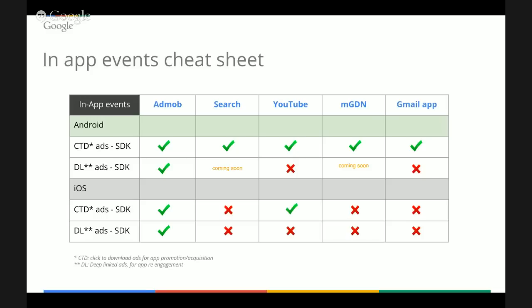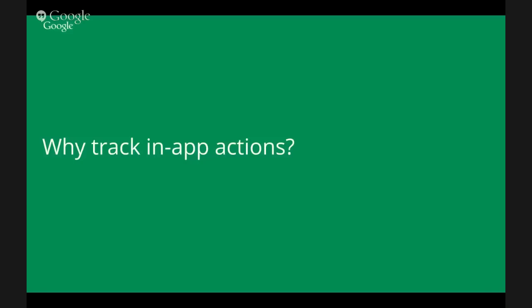And did I mention deep linking? So with re-engagement apps, it's not only that you can reach users that already have your app installed, but more, you can move them to the appropriate place in your app. So let's reiterate, why track in-app actions?